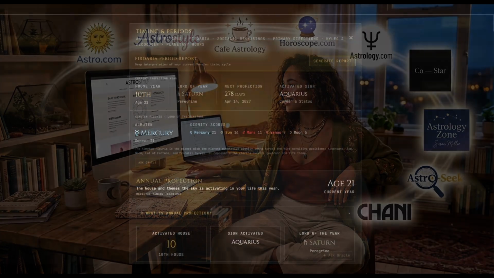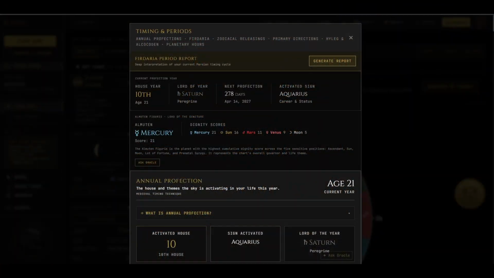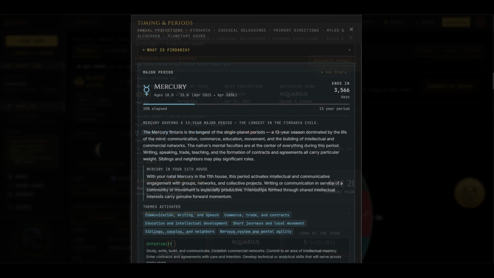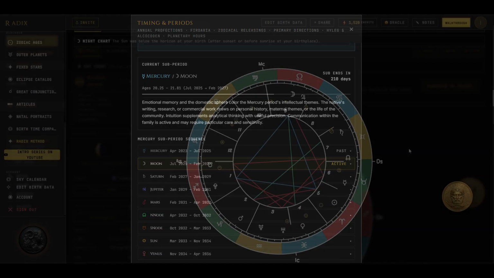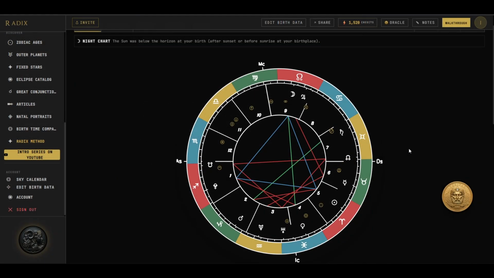RADIX fills it. Firdaria and annual perfections, front and center, not buried, not optional. Alcabitius house system, sect auto-detected. Arabic lots, pre-calculated with correct sect inversion. Classical dignity scores for every planet. And the oracle, which reasons about your chart using the actual techniques this series has covered. Ask it about your Firdaria lord. Ask which transits matter this year. Ask about the era you're living your personal timing in. The oracle is ready for all of it.